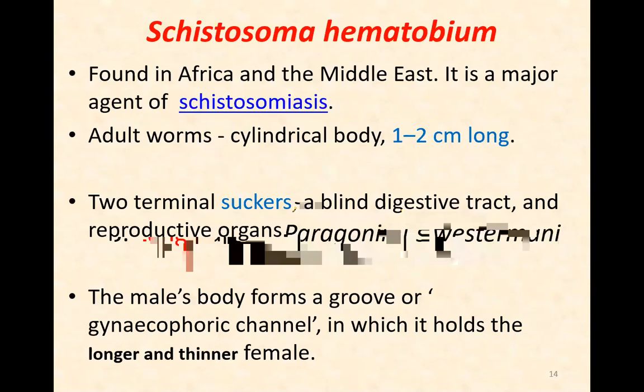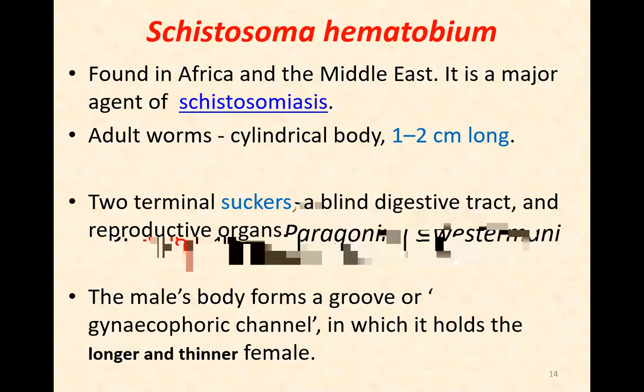About Schistosoma haematobium, the parasite is found in Africa and the Middle East. It's a major agent of schistosomiasis. The disease which is caused by schistosoma is called schistosomiasis.